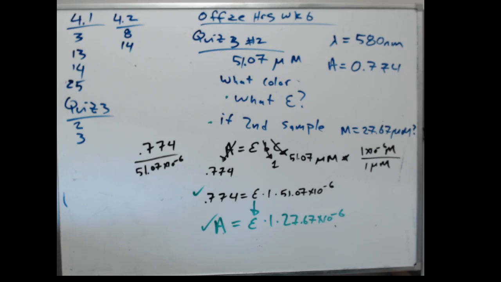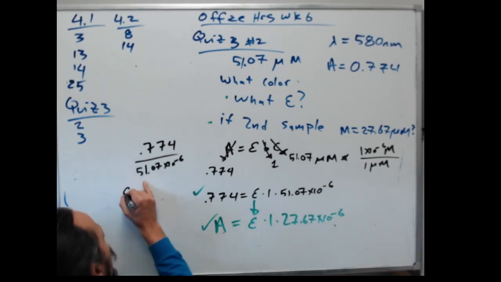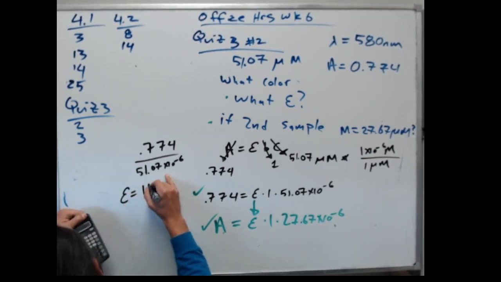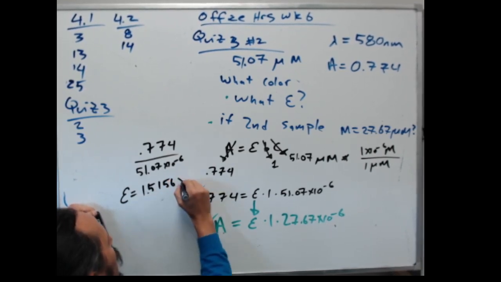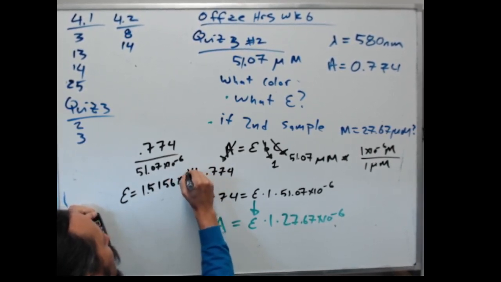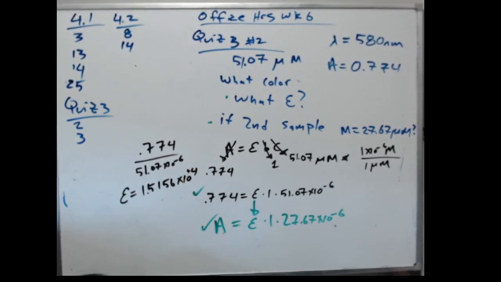So let's go ahead and figure this out real quick. 0.774 divided by 51.07 times 10 to the minus 6. We get something like 15,000, still above the 10. But we get epsilon is equal to 15156 times 10 to the positive 4. So it's 1.5156, 15,156. And then I just dump that in there to solve for my new absorbance.